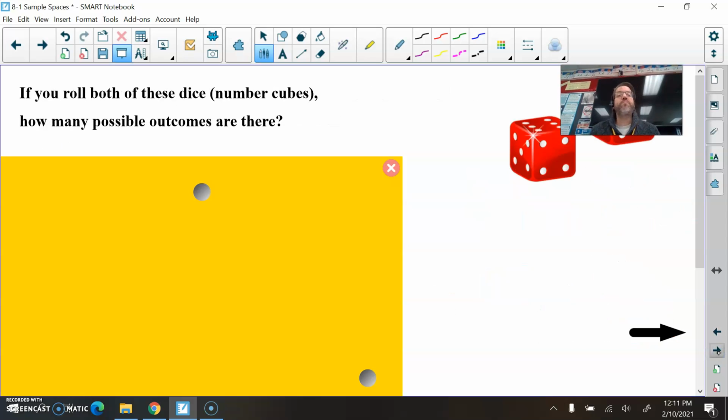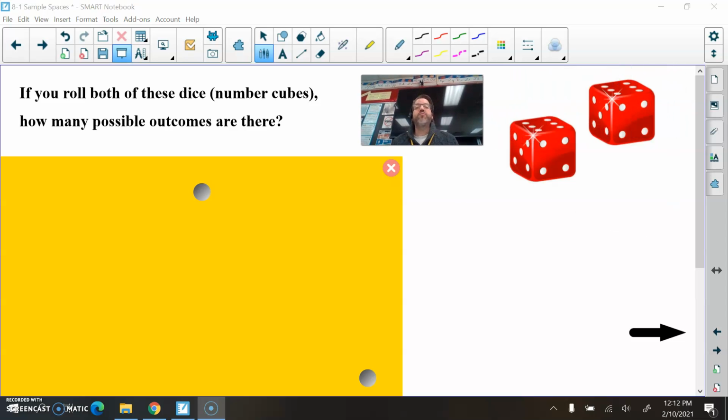All right, if you roll both of these dice or number cubes, and I need to move my picture out of the way here. I'll put it right there. If you roll both of these dice or number cubes, how many possible outcomes are there? Well, again, you could do this the easy way. You have 6 possible outcomes here, and you have 6 possible outcomes here. So if you just take 6 times 6, what do you end up with? Well, you end up with 36 possible outcomes.